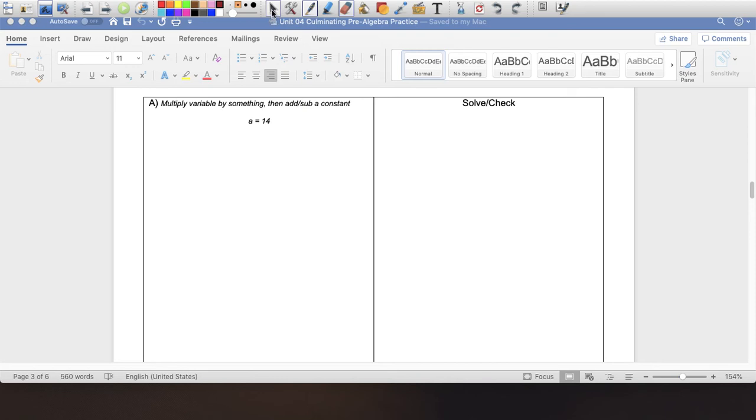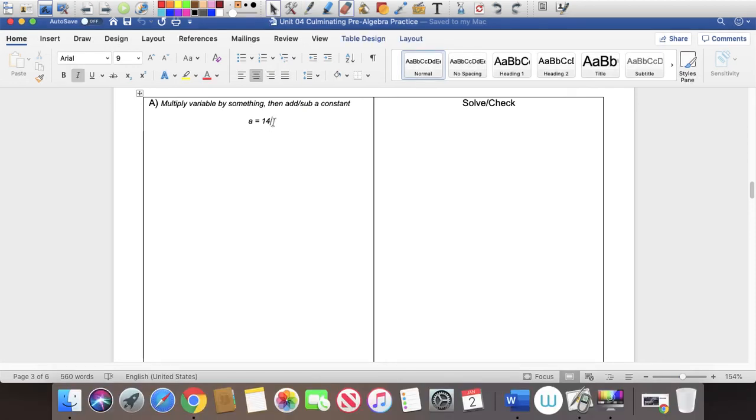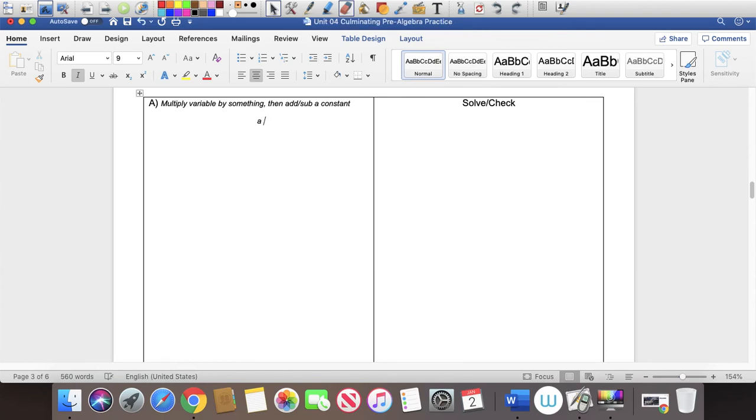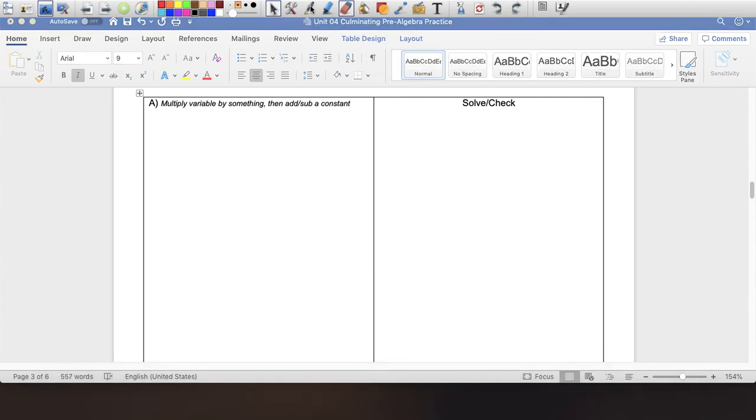I know the sheet I gave you didn't have anything, so it's okay. So I'll just use the ones that are here. So you're supposed to, again, create your own equation. So it says multiply a variable by something, then add or subtract. I'm going to make my own. I'm going to write a equals 6.